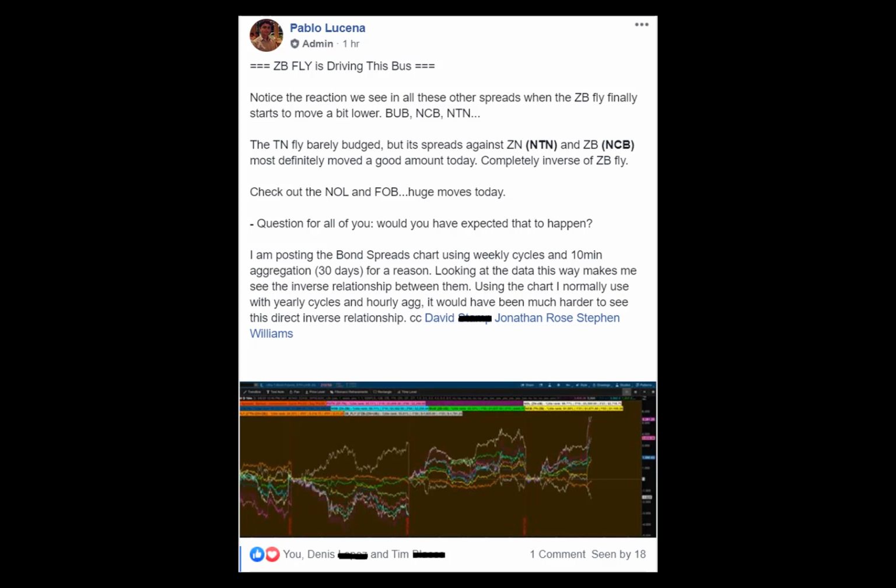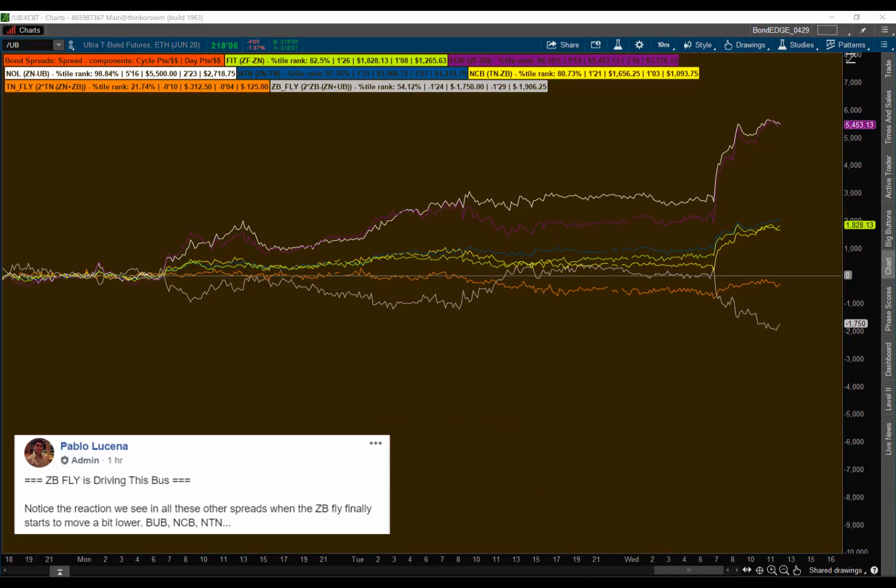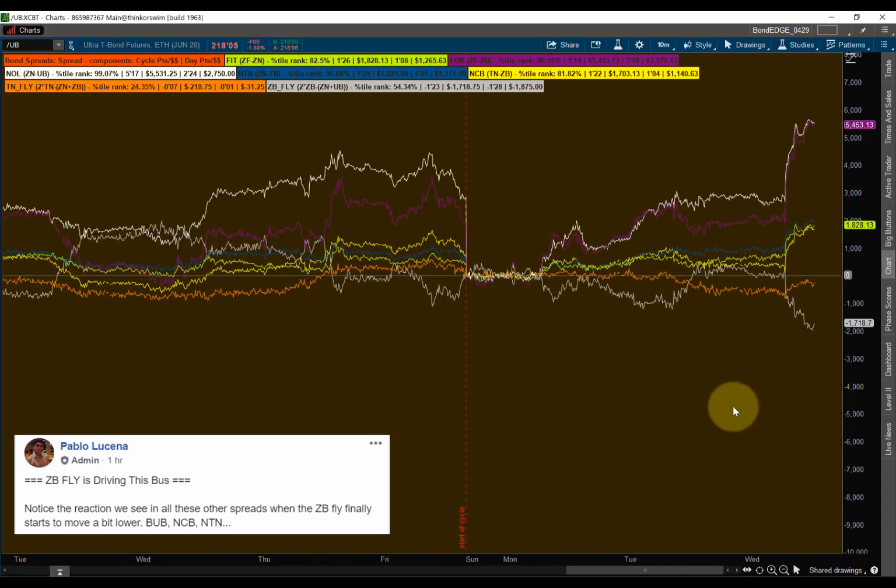So what I'm going to do with this post is break down each section. Let's start from the beginning. Notice the reaction we see in all these other spreads when the TN fly finally starts to move a bit lower: the BUB, NCB, and TN. Pablo shared a chart. I'm going to replicate that exact same chart for you. So here we go, here's the exact same chart.